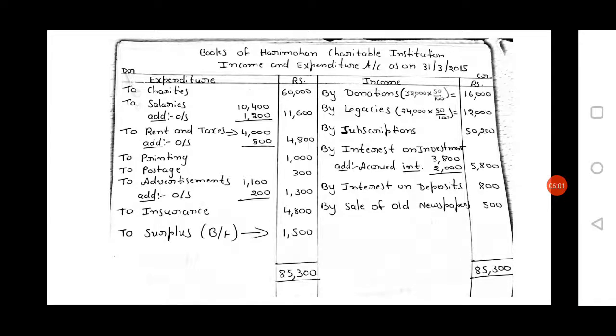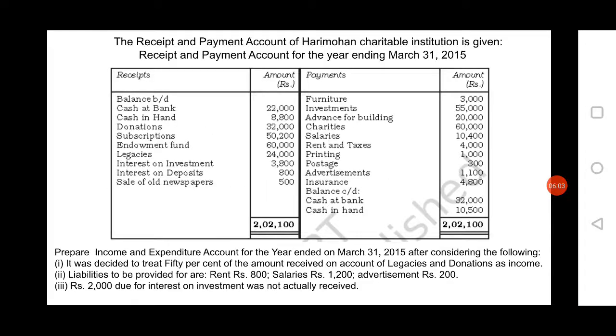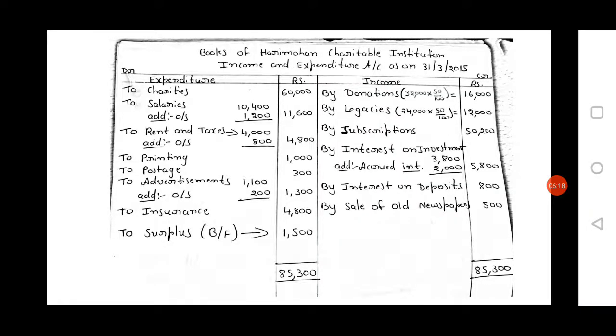In the same adjustment, in the first adjustment they have given that 50% of legacies also should be considered as income. Therefore legacies book value is 24,000. Of that 50% should be considered as income. Therefore the next item, by legacies 24,000 into 50%, then you will get 12,000.